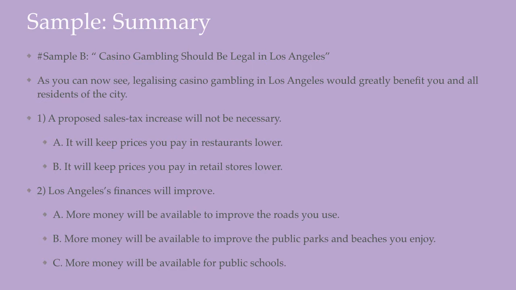third point. More money will be available to improve the roads you use. More money will be available to improve the public parks and beaches you enjoy. More money will be available for public schools. See? As you can see, there are 3 persuasive points in this preview stage, but here, the speaker summarized only 2 points. If the speaker thinks they need to summarize and highlight only these 2 points, that's also fine.